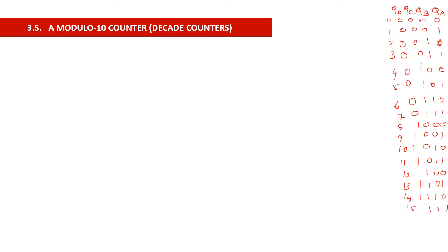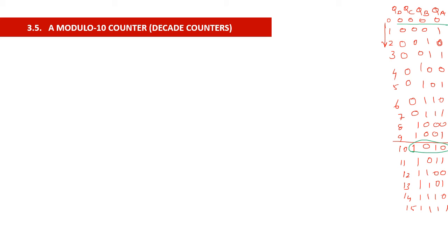So if you are using a mode 16 counter, it will count from 0 to 15. But for a mode 10 counter, we need states from 0 to 9. So we need only states from 0 to 9, right? That means when the 10th state is coming, you have to reset your flip-flops so that your output will become again 0 0 0 0. Now how will you do that?